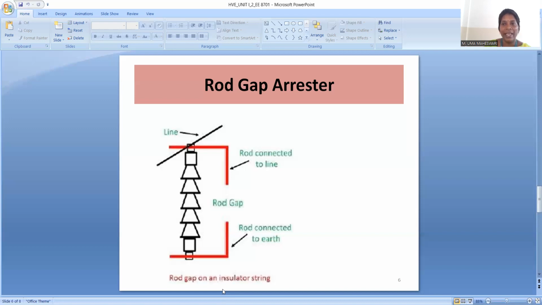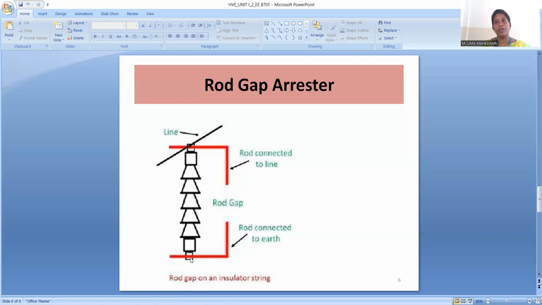Whereas due to any higher voltage surges, maybe due to lightning strokes or the opening of the circuit breakers, a high voltage surge occurs on the lines and a spark occurs across the gap, and the surge current is conducted to the earth with the help of the rod gap connector in the lower part. In this way, the excess charges on the line are conducted to the earth without affecting the electrical equipments connected to the transmission line.